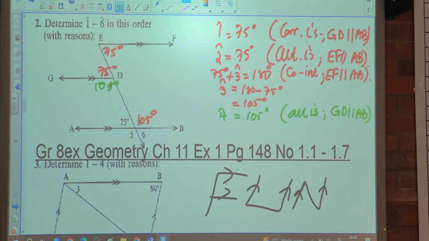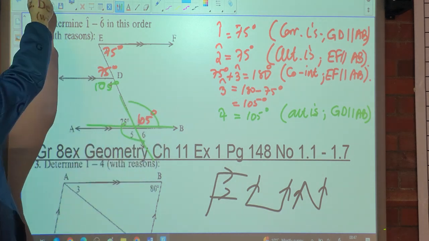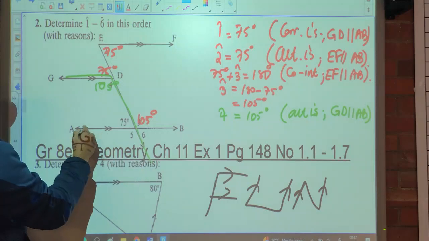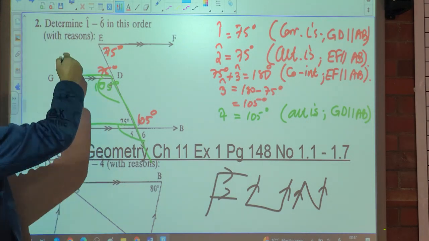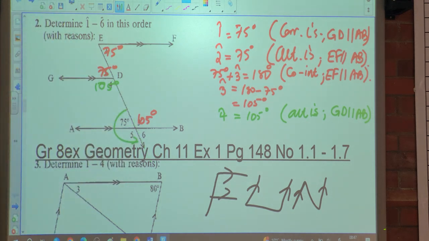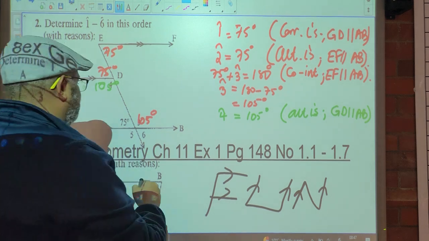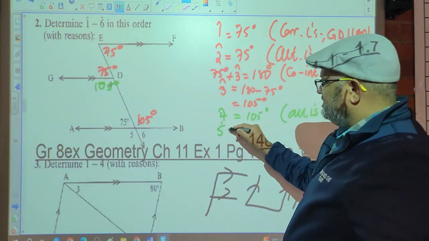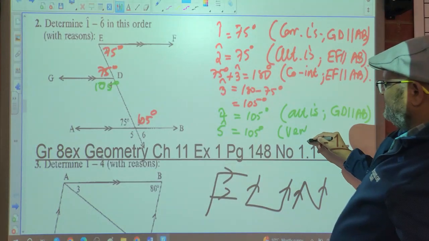Angle 5. Vertically opposite. Can you all see that, people? Angle 5 is vertically opposite. Or corresponding. You see that, people? Or angles on a straight line. Can you see? Any one of those is going to get you the full mark. Okay. So angle 5 is equal to 105. It is vertically opposite.